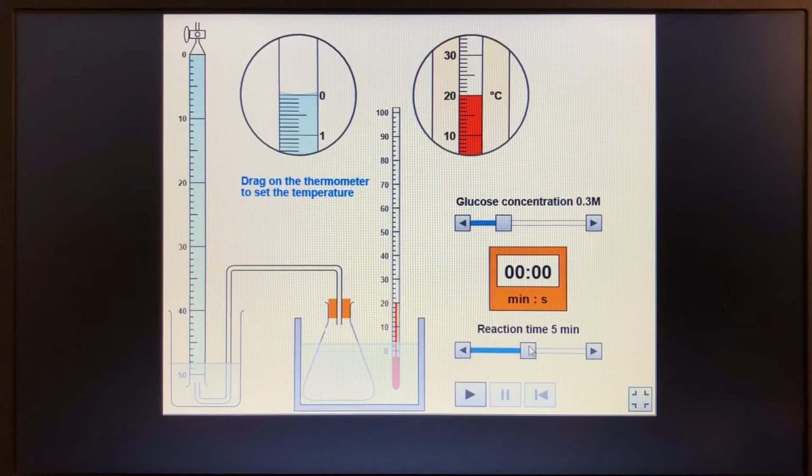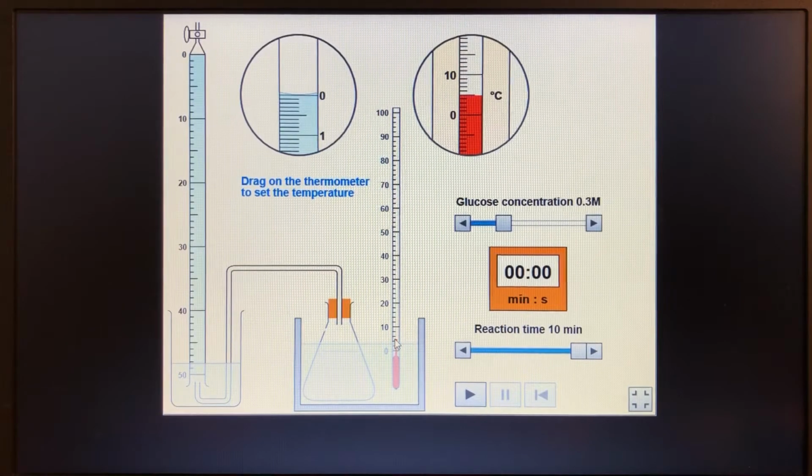I'm going to go for a reaction time of 10 minutes, because that's what I put into my table, and I'm going to look at different temperatures starting at, I can't remember what was on the table, so I'm going to start at 5 degrees C, working my way up to probably about 60 degrees C.